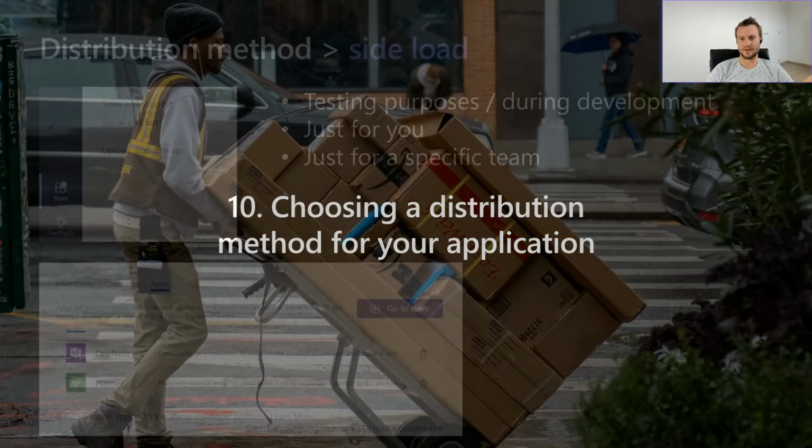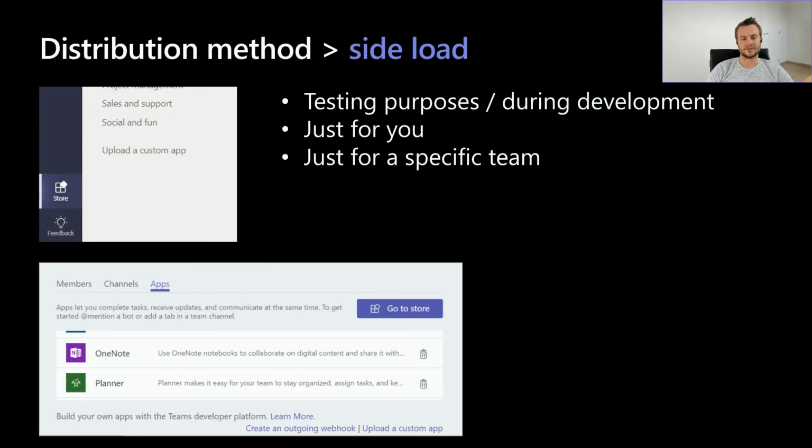The first one is sideloading. Sideloading is the scenario where you go into Teams and you upload the app package yourself. This is, in my opinion, only a good practice for testing purposes and during your development phase. This allows you to quickly adjust the Teams app manifest and make it available in your Teams client for testing purposes.